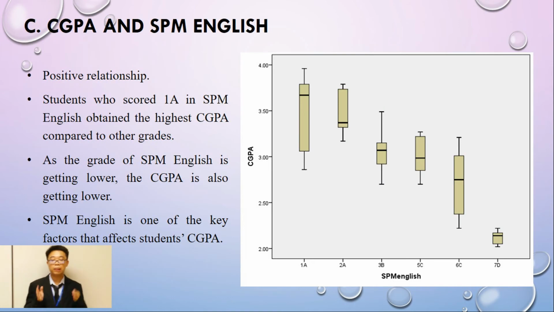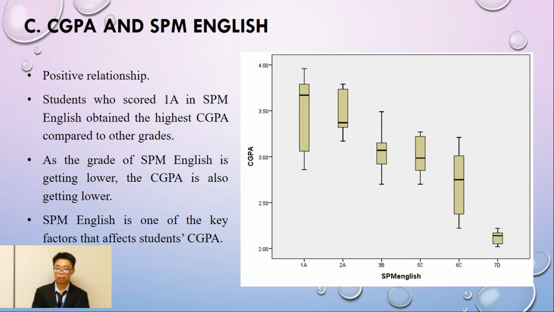So for CGPA and SPM English, as you can see from the box plot, there are no outliers in the box plot at all. And then there exists a positive relationship between these two variables, where the student who scored 1A in SPM English obtained the highest CGPA in SQS 1033 compared to the other grades. So as the grade of the SPM English is getting lower, the CGPA is also getting lower.